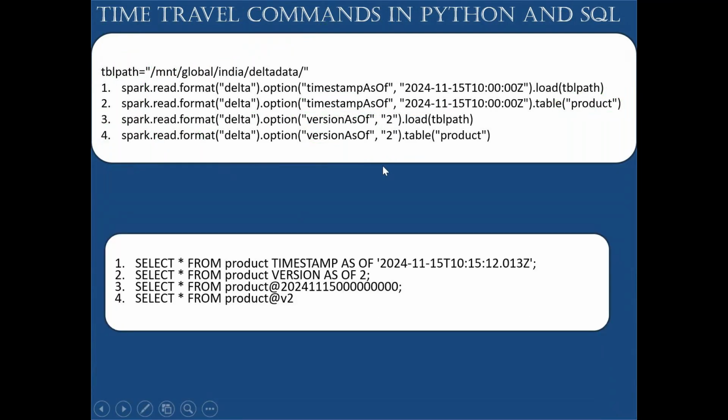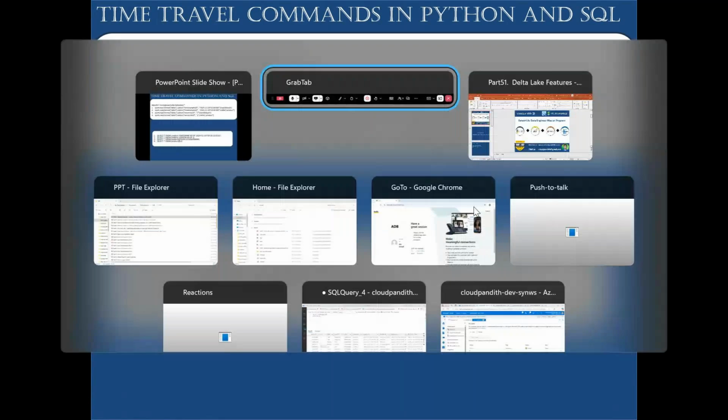Now if you look at SQL, yesterday we have seen this practically also: SELECT from product@v2, version 2. From the product table at this particular timestamp I want to know what is the data. From this product table I want to know the second version. From this product at this particular time, what is the data that I have. Okay team? Okay, so before we move on to the restore, let's finish the time travel.